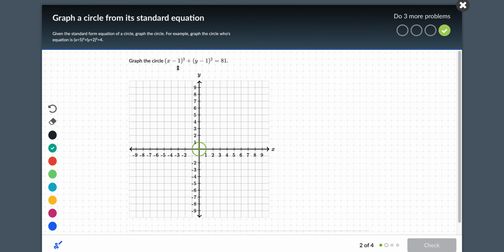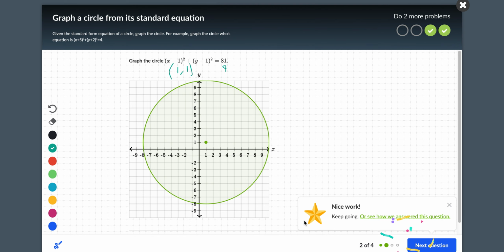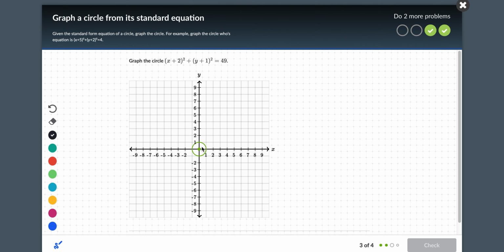So reverse this. Reverse that. Find the square root of that, which is 9. So it'll be at 1, 1. And we need to increase the radius to 9, and it's already at 1. So 2, 3, 4, 5, 6, 7, 8, 9. Right on the border there. All right, do 2 more.